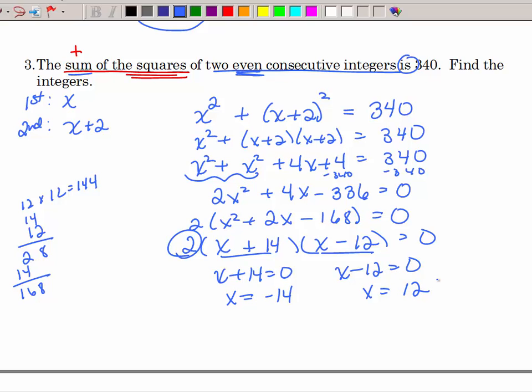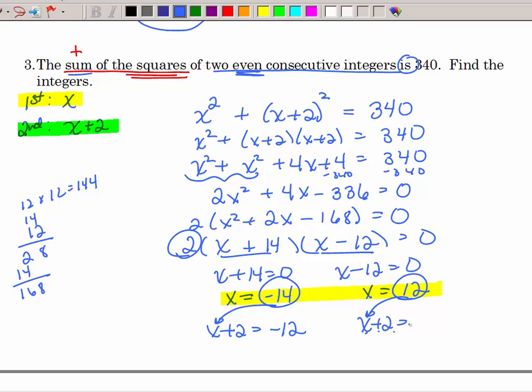Am I done? Of course not, because I've only found my x's, and again I'm going to have different sets. Now I need to find my x plus 2's. Okay, so just write it right underneath here. Say, alright, if x is -14 plus 2, -14 plus 2 is -12. And again, 12 plus 2 is 14. And yes, they usually are the same numbers, opposite in sign, but not all the time, so you need to be careful.